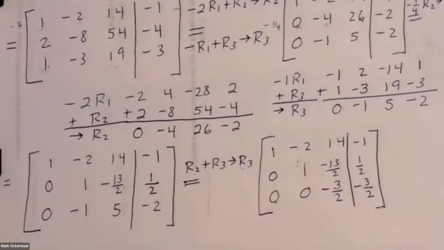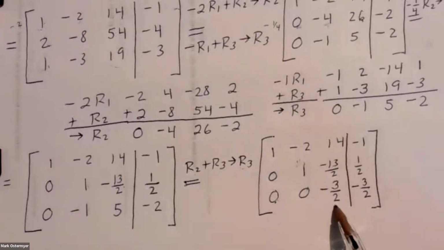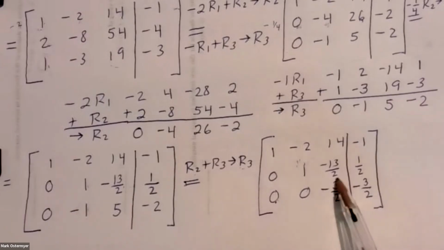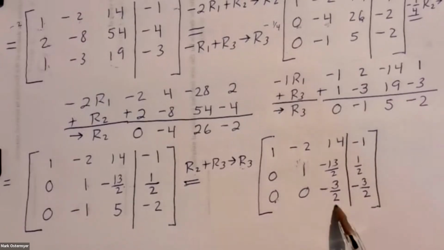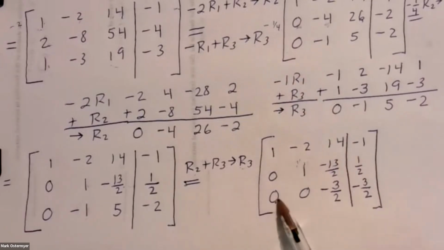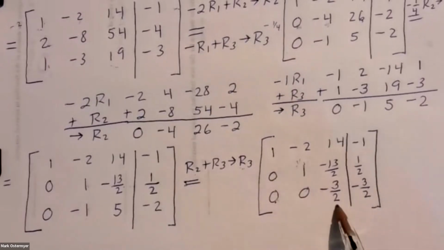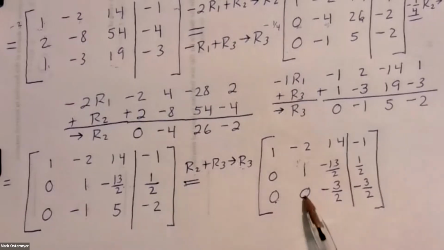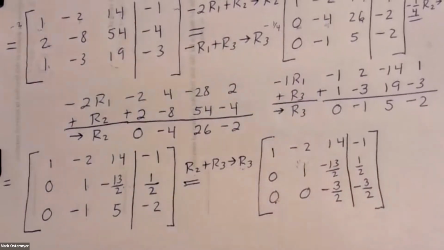What is that entry? In row 3, you have 0, 0, negative 3 halves, 1. Yeah, the 3-3 entry must become a 1. We have to make this guy become 1. How do we do that without disrupting any of these other things here? We want these to remain as zeros. How do I make this become 1 and preserve all these zeros?